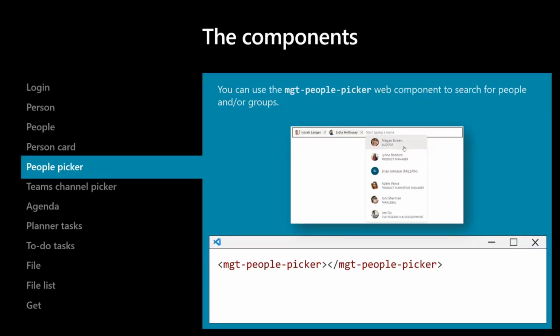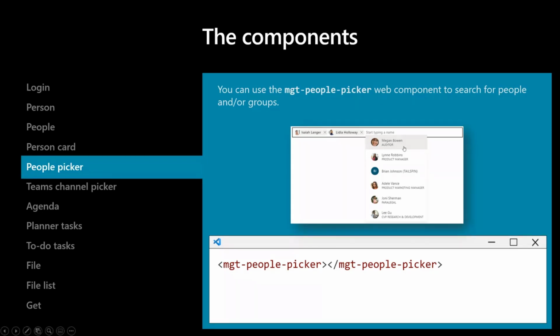Well, that's one of the scenarios that delivered. Maybe you want to assign somebody, you can use this kind of control. And with all the different capabilities and settings that you can put on that control, you can really customize it to your own needs. So how to start? You drop in MGT into your page and you use the MGT people picker component.